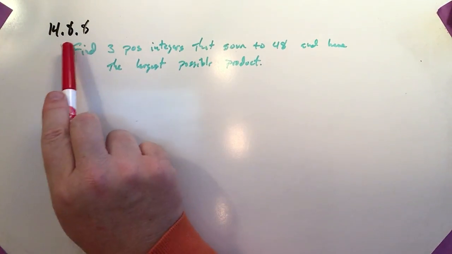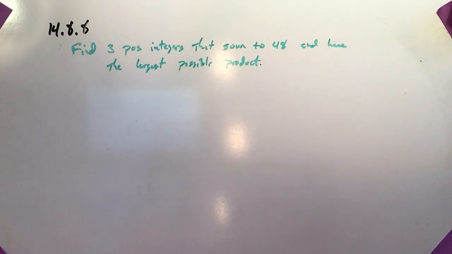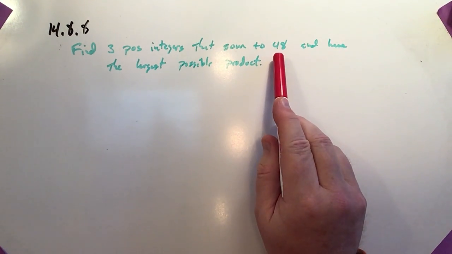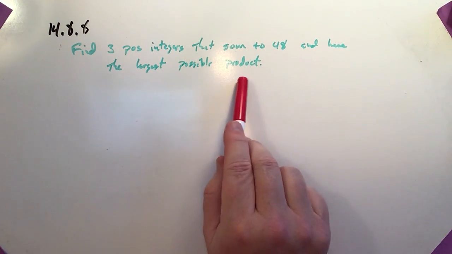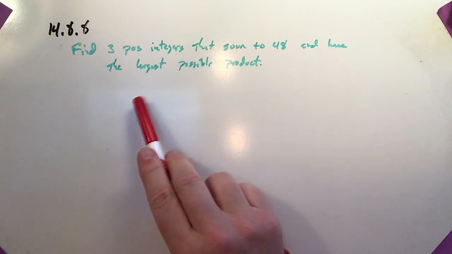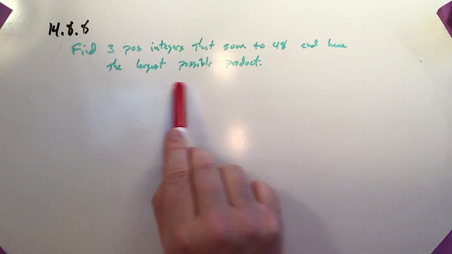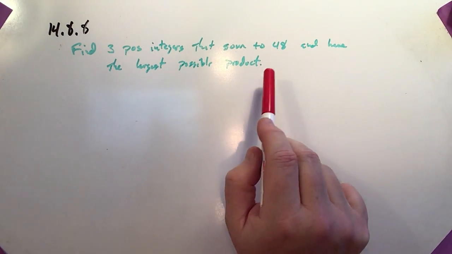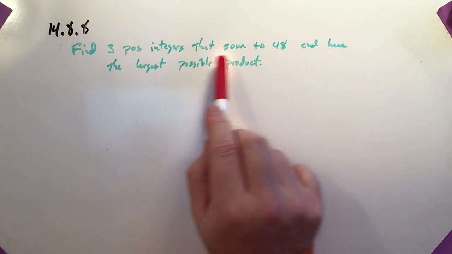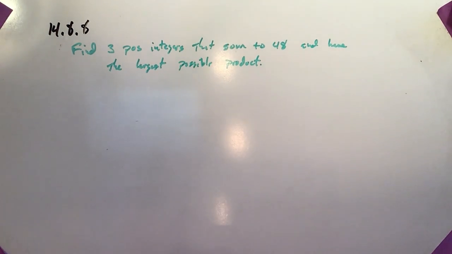Okay, this is 14.8.8, and this one involves finding integers that sum to 48, and in addition, that they have the largest possible product. So once again, this is a maximization. We're going to maximize the product of the three numbers, and we want to do it such that their sum is constrained. They can only add to 48.